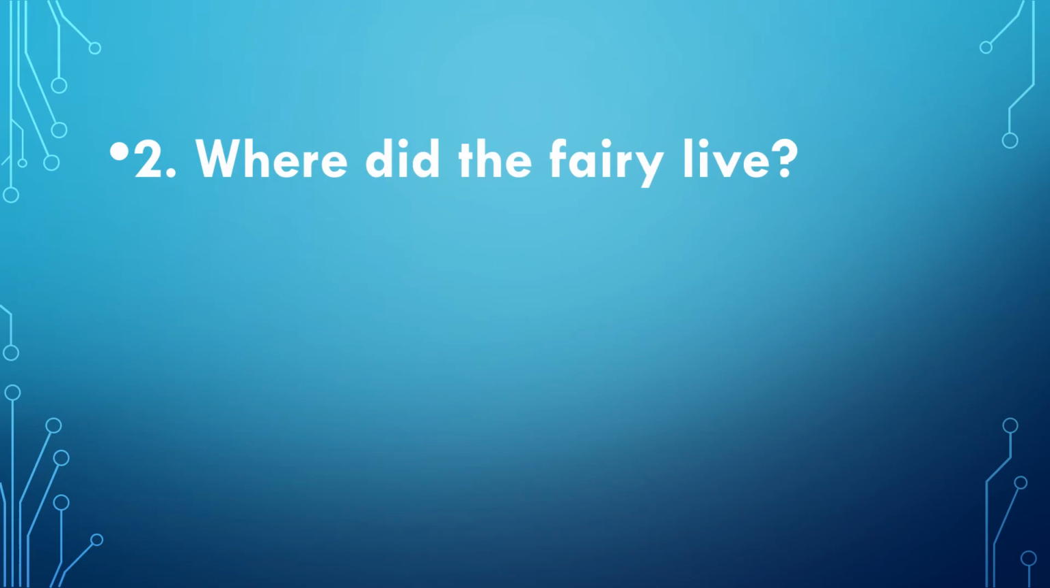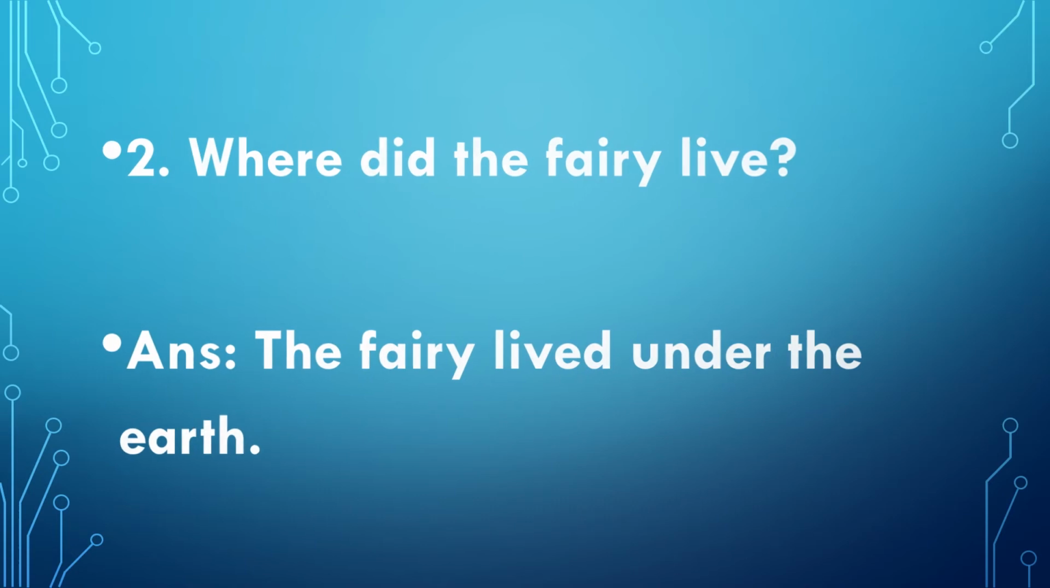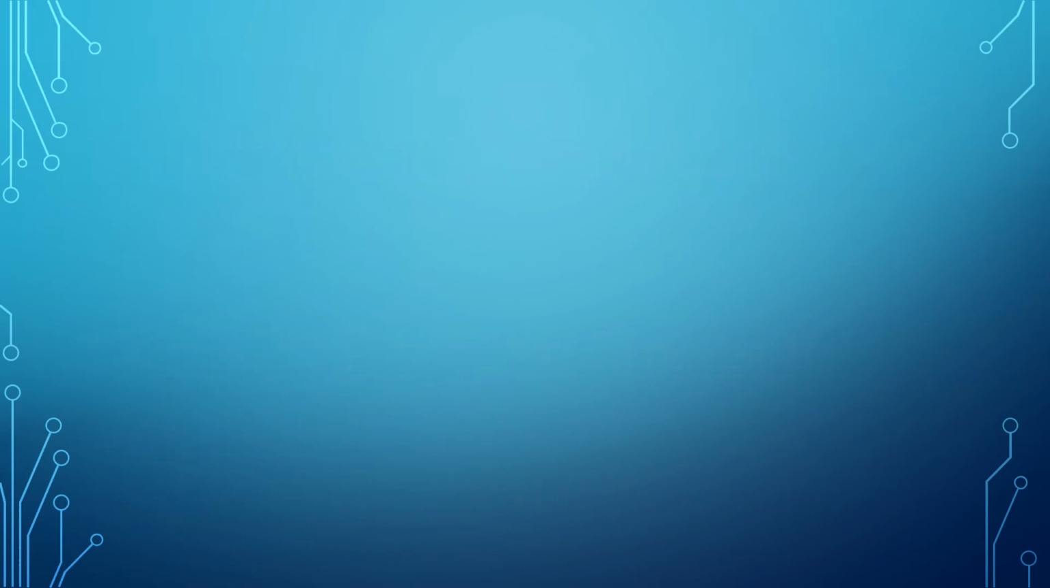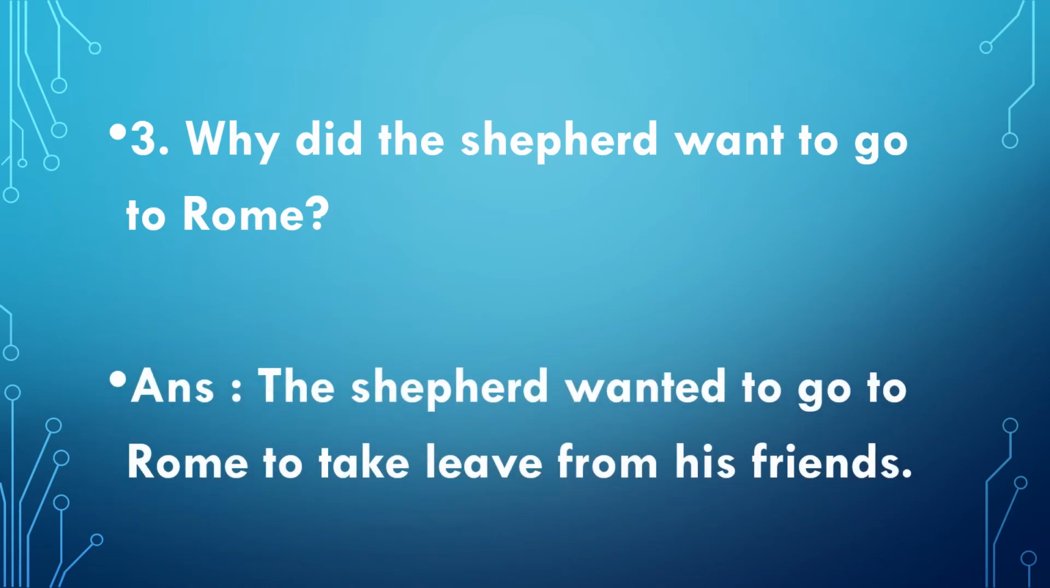Number 2 is, where did the fairy live? The answer for this one is, the fairy lived under the earth. Let us see the third question. It says, why did the shepherd want to go to Rome? Answer is, the shepherd wanted to go to Rome to take leave from his friends.